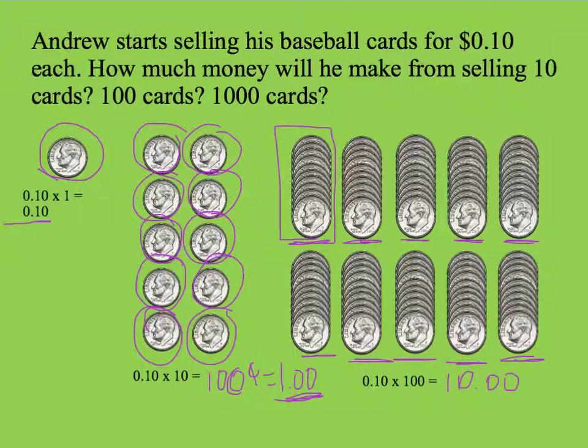Okay? So we're going to take a look at the pattern we can identify when multiplying by powers of 10. Here we have a representation of how much money Andrew is going to earn as he is selling his baseball cards. This first one shows that for one card, he's going to earn 10 cents, or 1/10 of a dollar. Once he's sold 10 cards, he's going to earn $1 whole, or 10 tenths, because he's going to have 10 dimes.